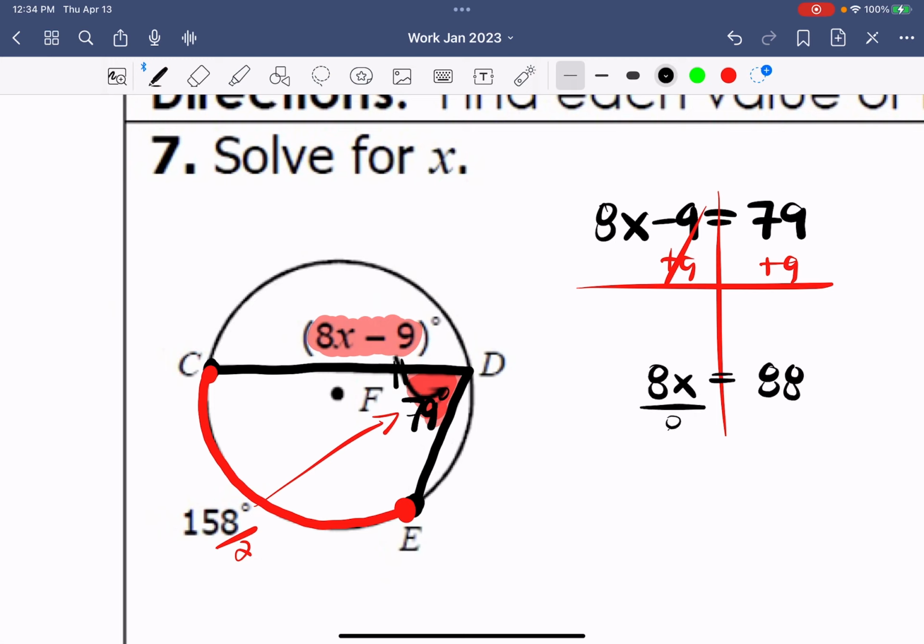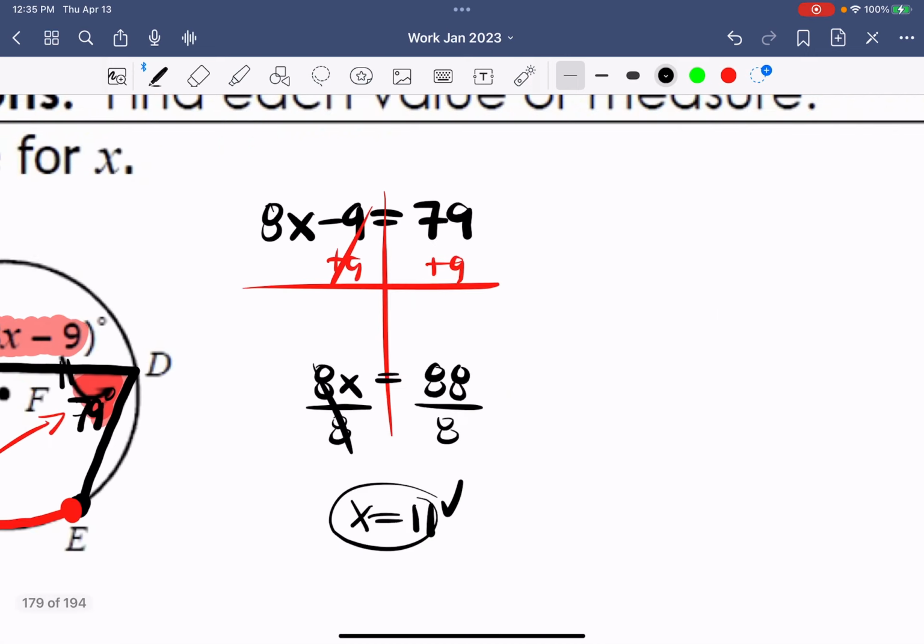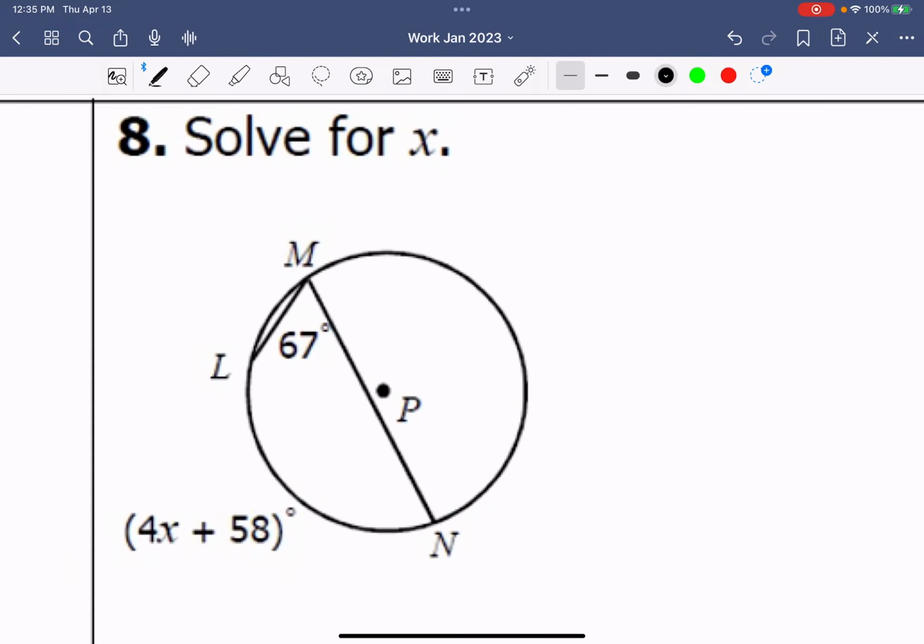And then you divide by 8. X equals 11. And there you go. Okay, similar thing for number 8.